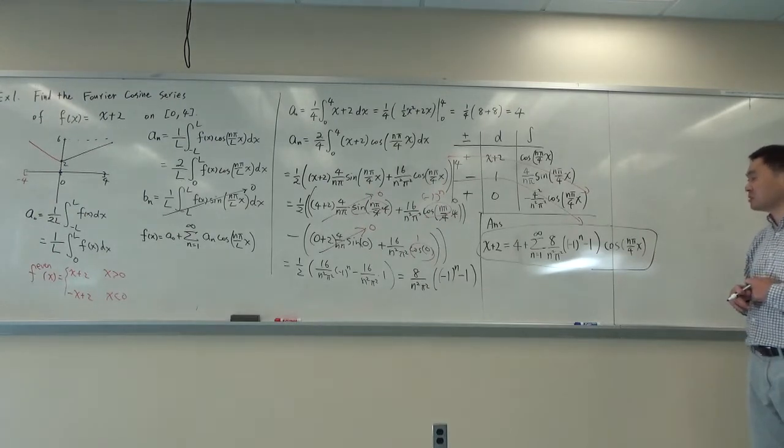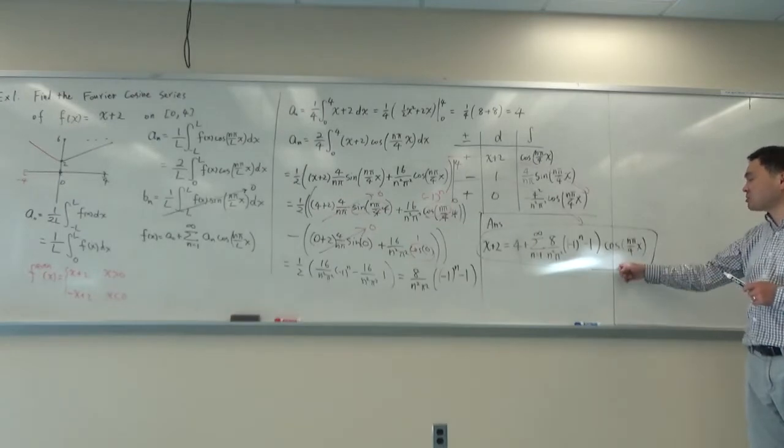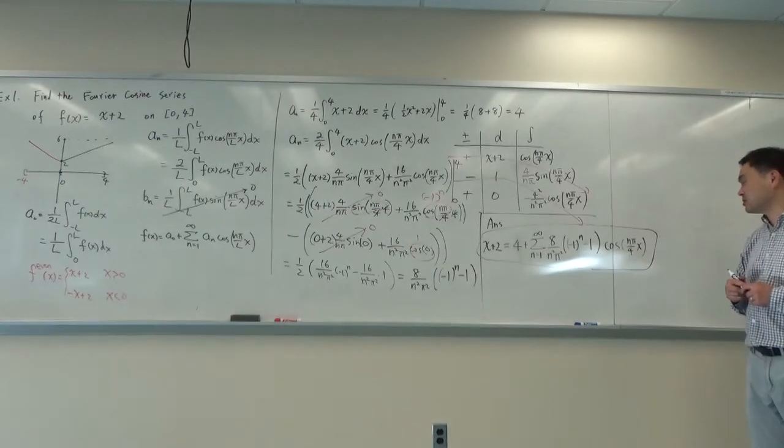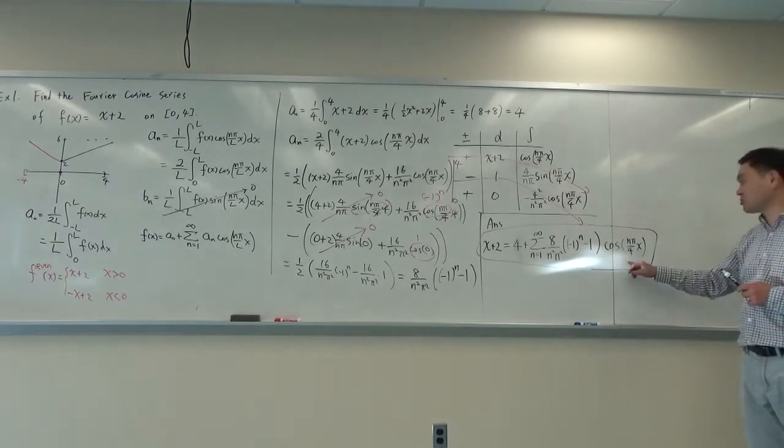That's the cosine series. When is this valid? When is this valid? What do you think?